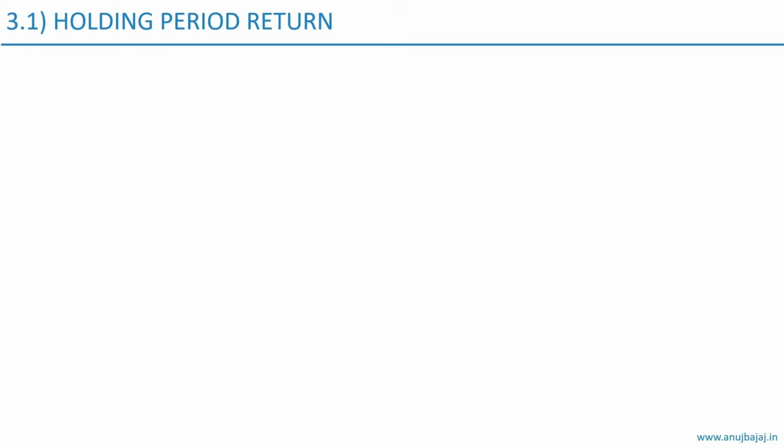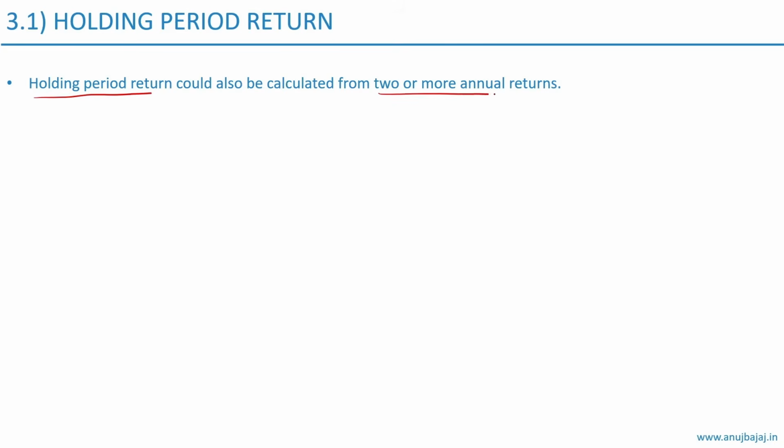Sometimes we also need to calculate the holding period return from 2 or more annual returns. Suppose an investor held an asset for 2 years. That is, he sold an asset after 2 years. During year 1, he earned a return of 10%, and during year 2, he earned a return of 12%. Now let us see how we calculate the holding period return from this data. Let us assume that he invested $100 at the beginning.